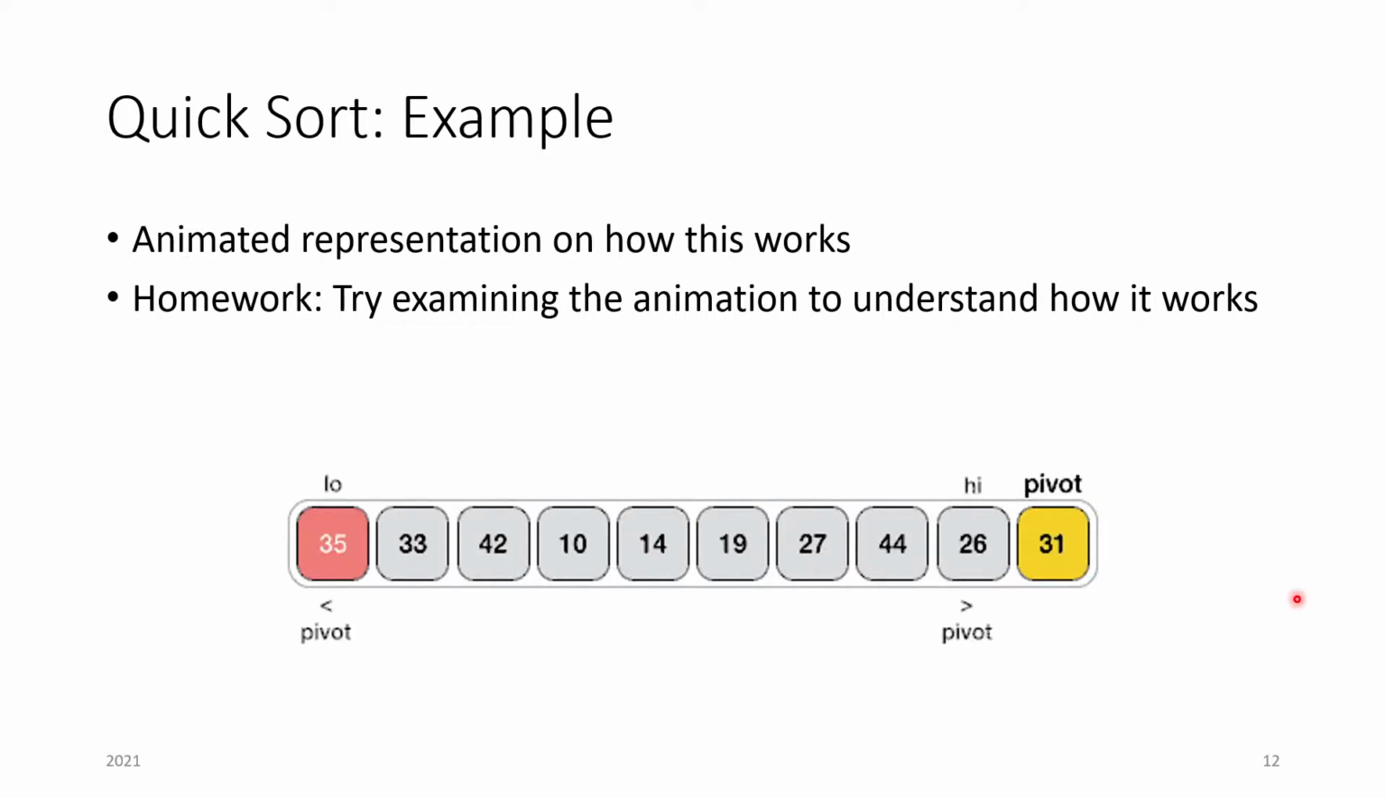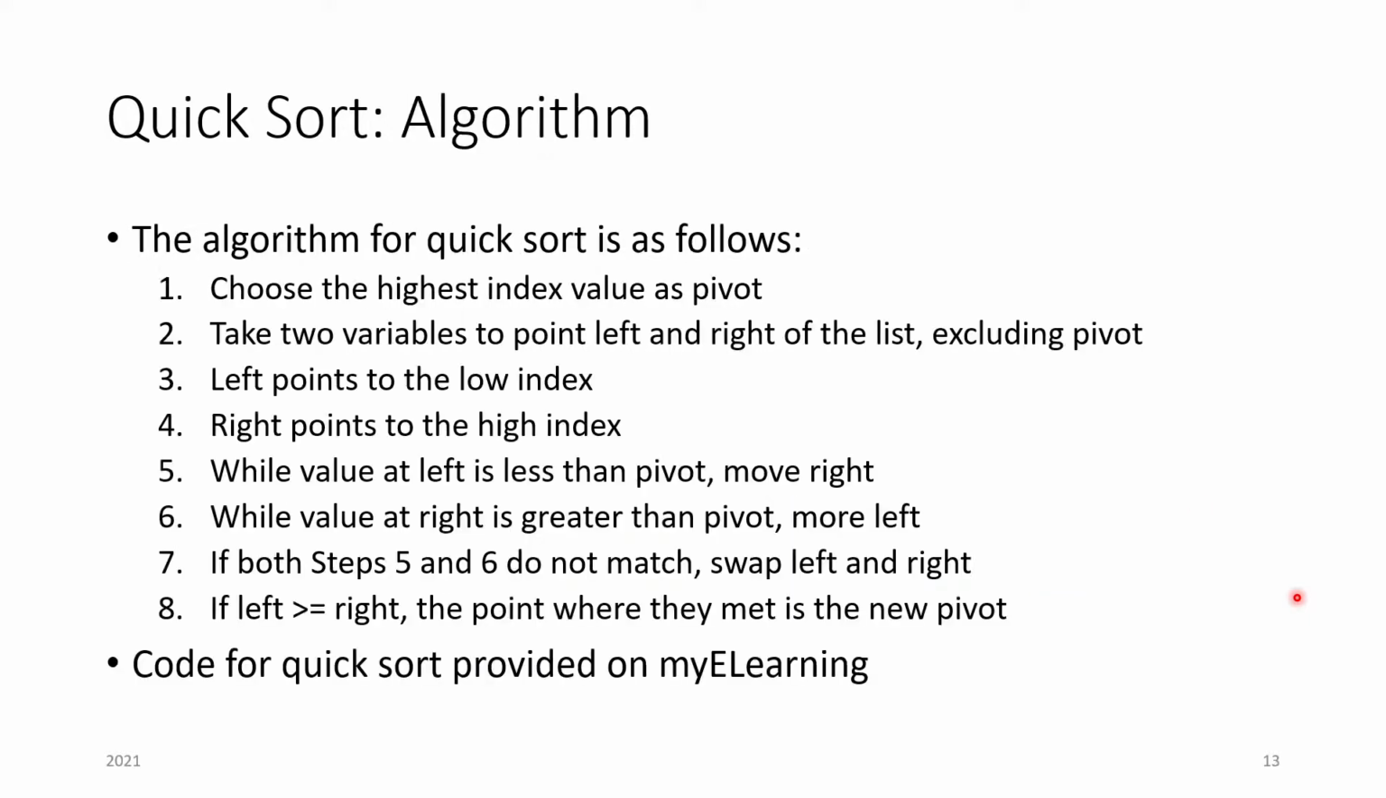So for your homework here, and you know why, at this point, I give you guys some homework, is to try to examine the animation and figure out how it works. And you also have the code provided to you on my Learn for Quicksort, so try to see how it matches back up to the code in particular. The general algorithm for quicksort is given to you guys here, which basically is going to match up to the code implementation that is provided on my Learn.